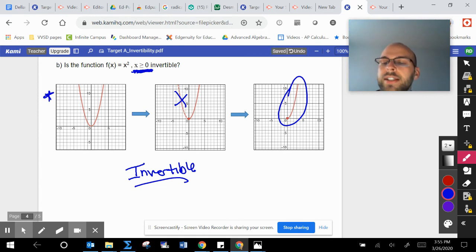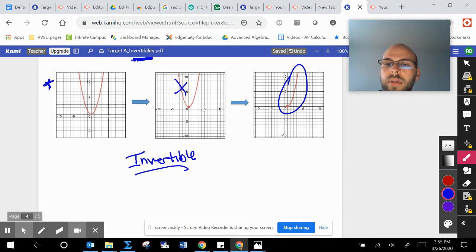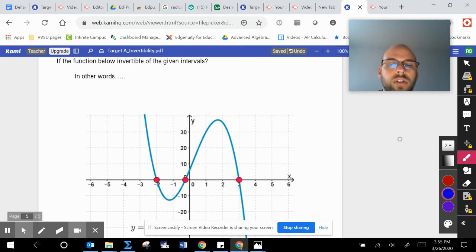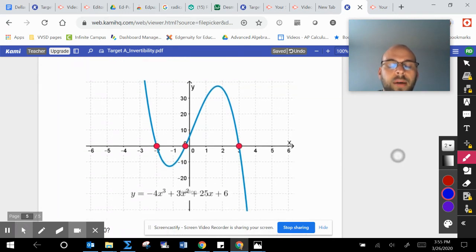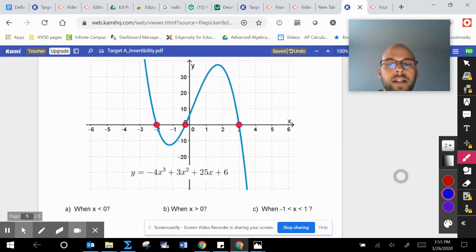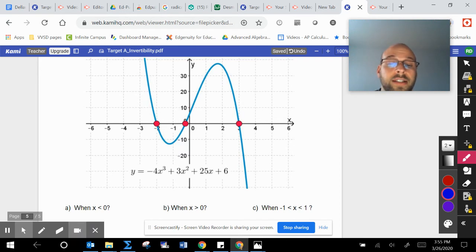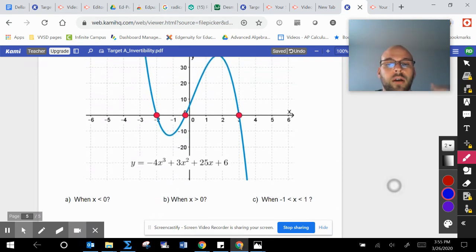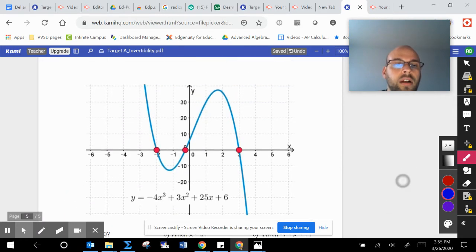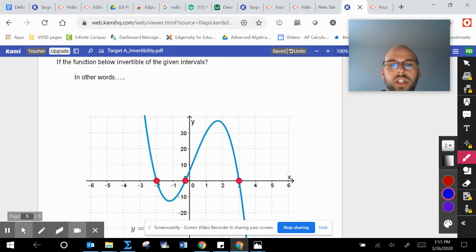All right. Now I have something that's got a little bit more substance to it. So here I have a cubic. It's a negative cubic. You can clearly see it has a relative min and a relative max. It has 3 x-intercepts. We got a lot going on here. And I want to know, is the function invertible over the given intervals?